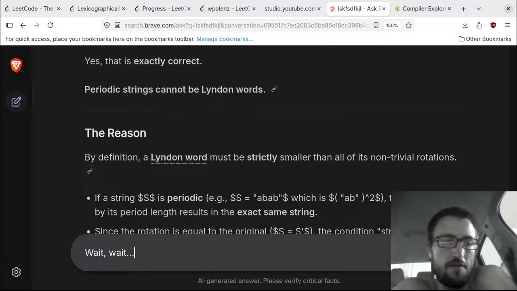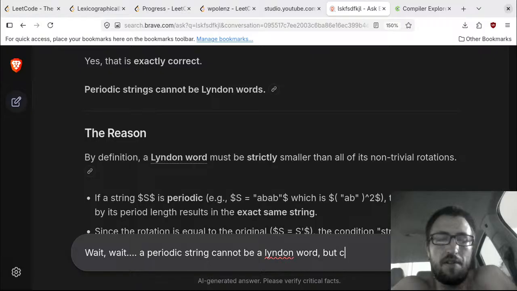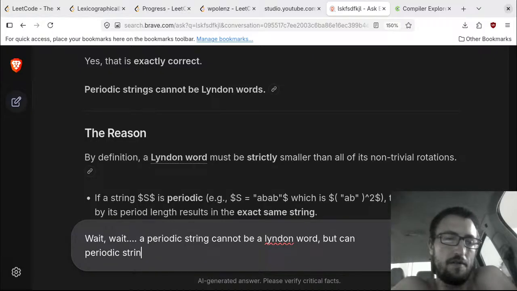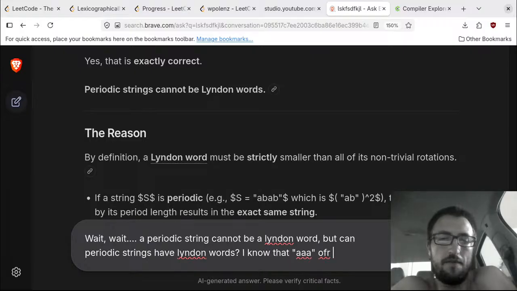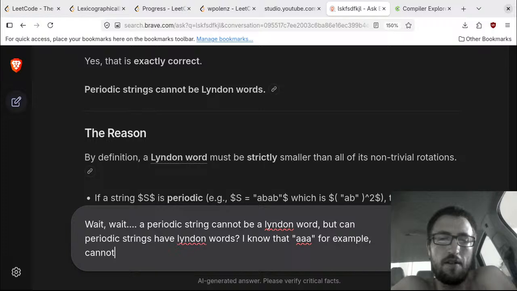Wait. A periodic string cannot be a Lyndon word, but can periodic strings have Lyndon words? I know that AAA, for example, cannot be a Lyndon word, and no rotation of it is a Lyndon word.